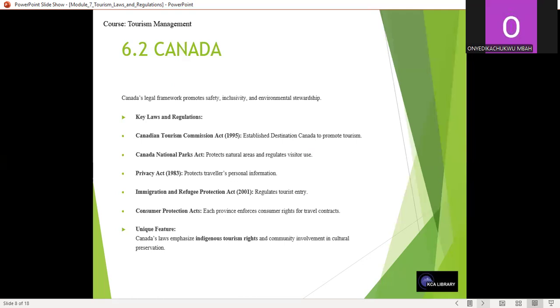So the unique feature of the Canadian legal framework is that Canada's law emphasizes indigenous tourism rights and community involvement in cultural participation.